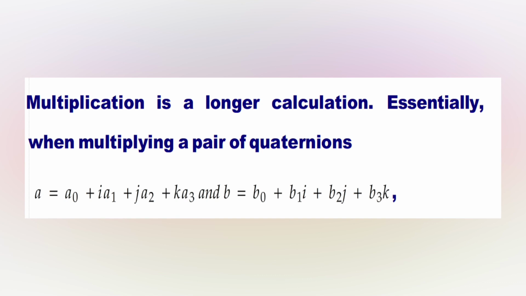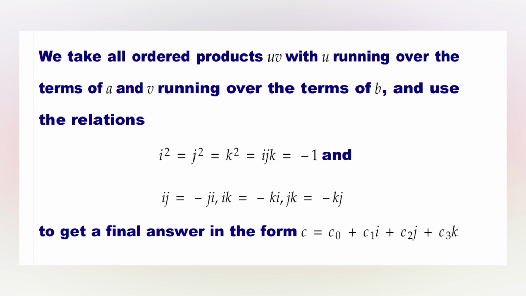Multiplication is a longer calculation. Essentially, when multiplying a pair of quaternions, a is equal to a0 + a1i + a2j + a3k and b is equal to b0 + b1i + b2j + b3k, we take all ordered products uv, with u running over the terms of a and v running over the terms of b, and use the relations i² = j² = k² = ijk = -1, and ij = -ji, ik = -ki, jk = -kj, to get a final answer in the form c is equal to c0 + c1i + c2j + c3k.